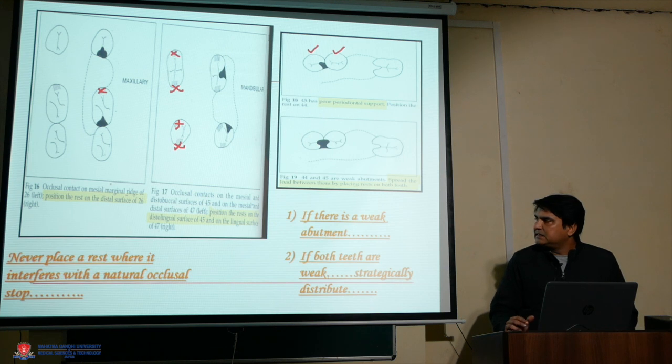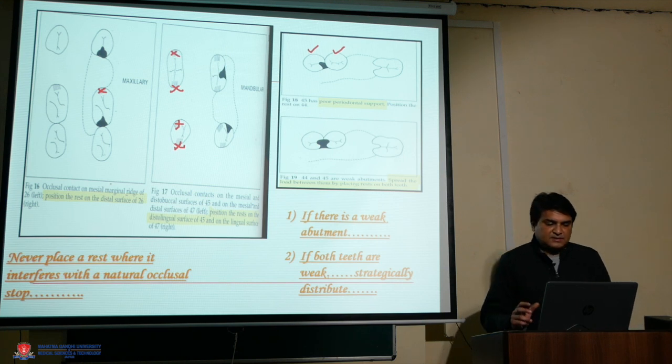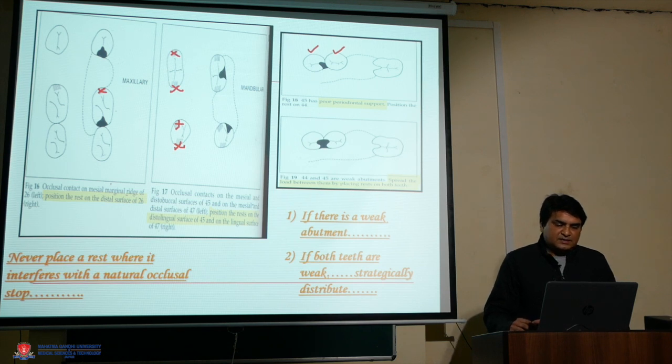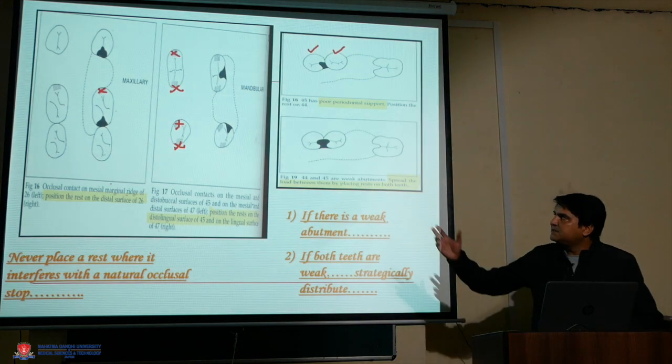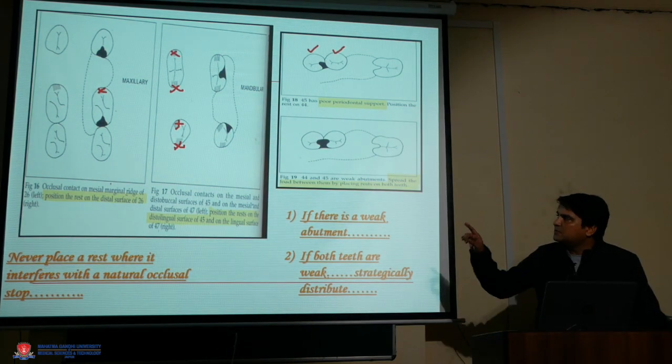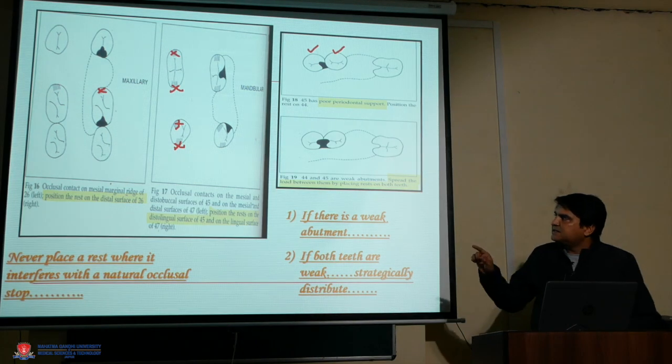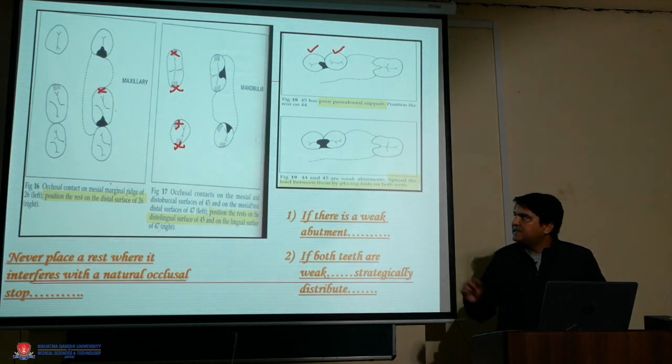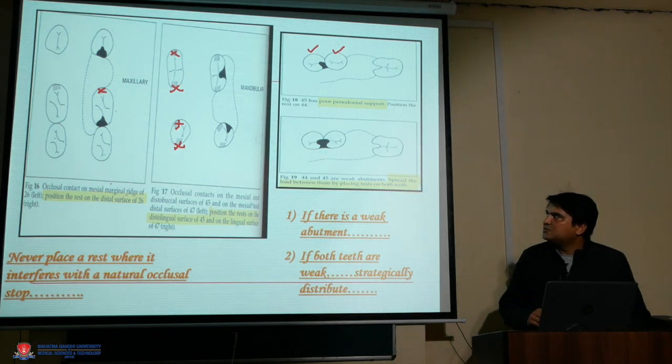So these are some requirements of the rests and rest seats, so that we should never place a rest where it interferes with the natural occlusal stops, which can be appreciated in these diagrams. The shaded portions are the natural occlusal stops, so we'll never place the rest on those areas, and we'll prefer the different areas to prepare the rest seats on the natural tooth.